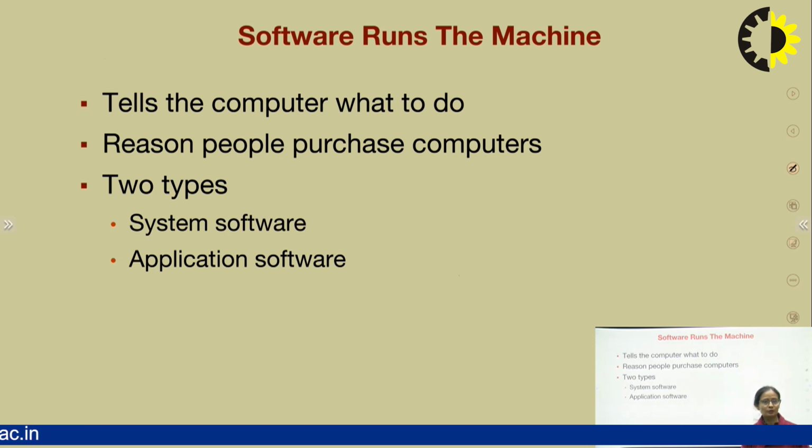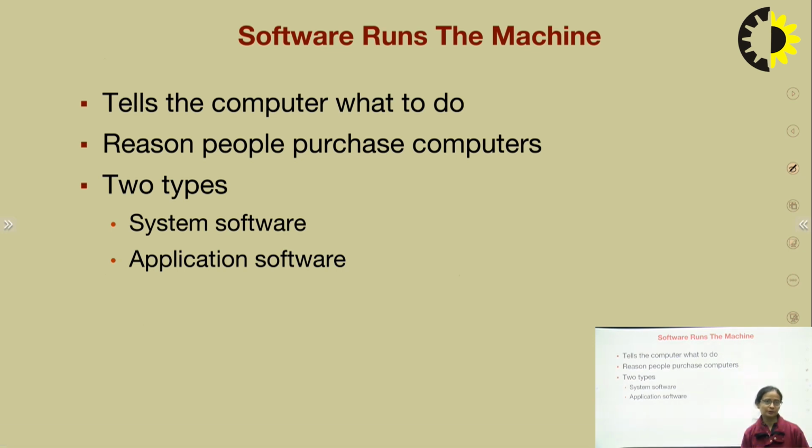So what is software? Next important thing, what is software? As we have already seen, it is a set of instructions written in a program which tells the system what to do.